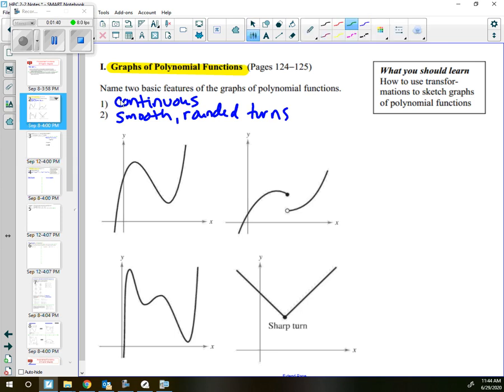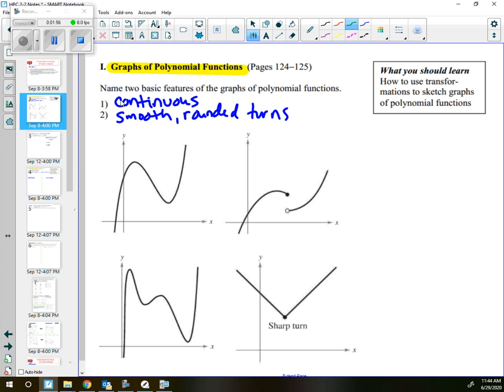So take a look at the four graphs, and I want you to decide which of these, based off of those two features, do you think would be polynomial functions? Or maybe it might be easier, which ones don't you think will be polynomial functions? All right, so pause the video, go ahead and see what you think of these four pictures.